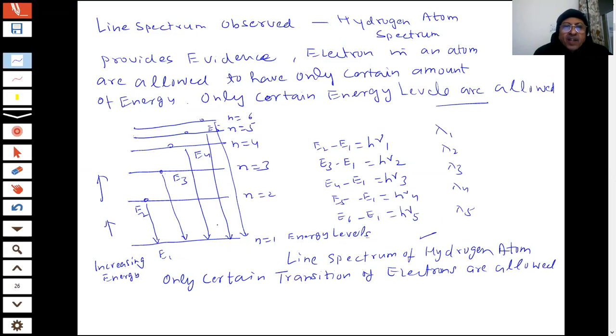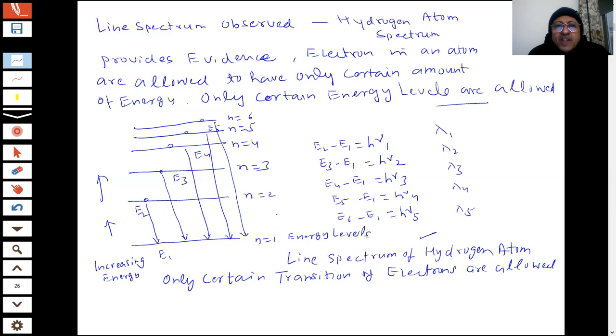If all transitions were allowed, that means if all the transitions of all energies were allowed, then what will happen, student? We will get a continuous spectrum. But we do not get a continuous spectrum in the case of the hydrogen atom. So this was the beginning, students, the basis on which Bohr proposed this atomic model.